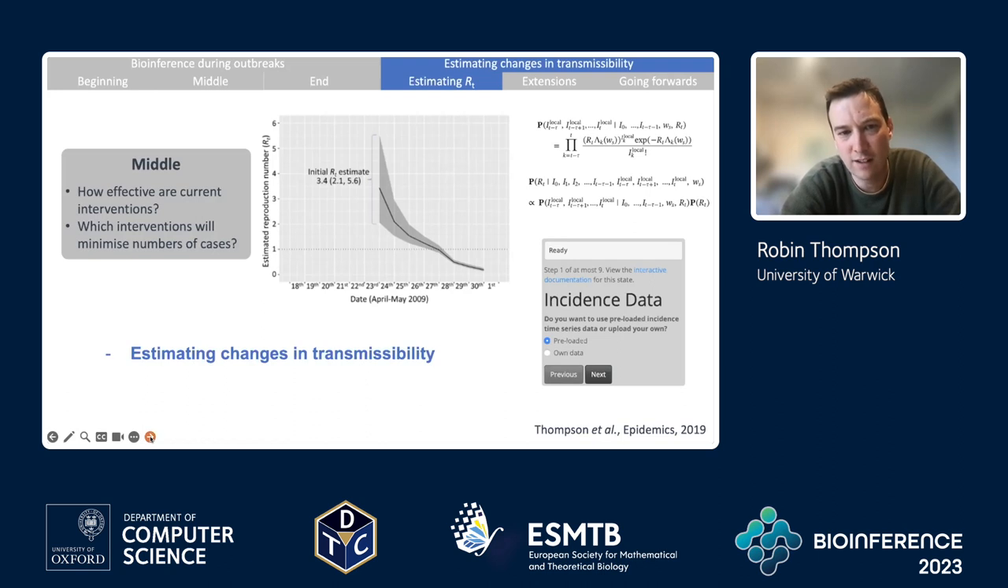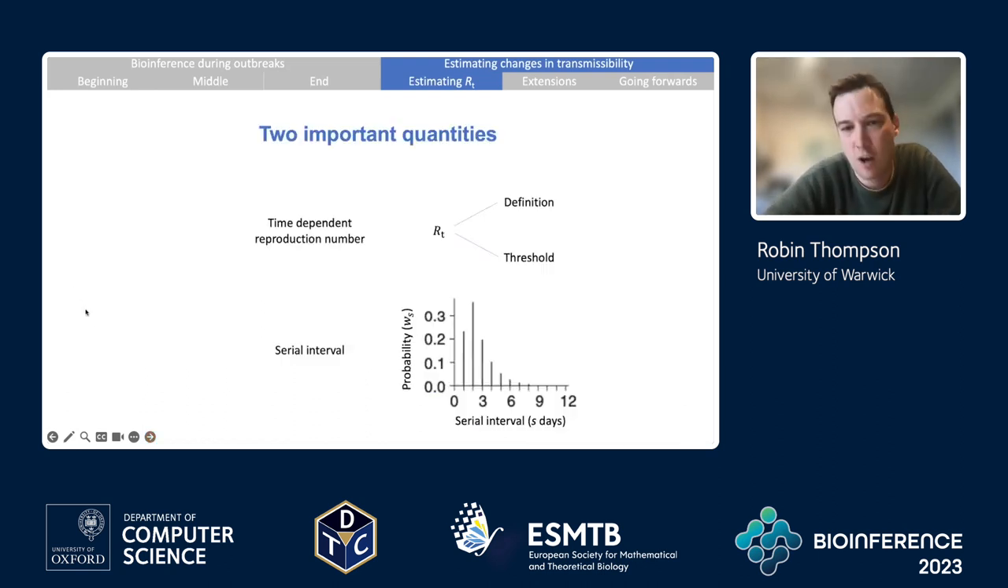So in order to understand this work, we need to know about two things. The first thing is the time-dependent reproduction number. That's the thing that we're trying to estimate. The time-dependent reproduction number is the number of cases of disease generated by someone who's infected at time t. In other words, if I'm infected at time t, then it is the number of people that I'm expected to go on and infect.